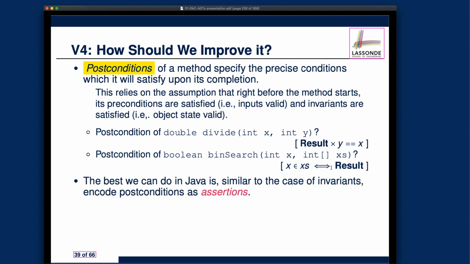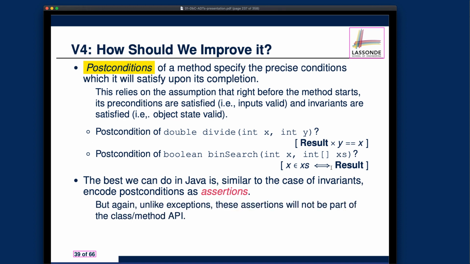Okay, so how do we check the postcondition? Well, apparently we want to check it at the end of the method call, just like the class invariant. So exceptions is not the way to go again. So the best we can do is by using assertions. And again, because it's an assertion, when you generate a Java API, the assertions will not appear in the API for the method. So that's one drawback.